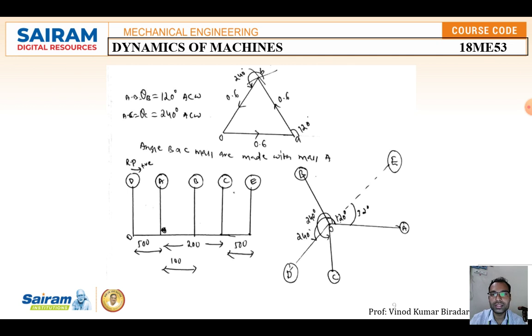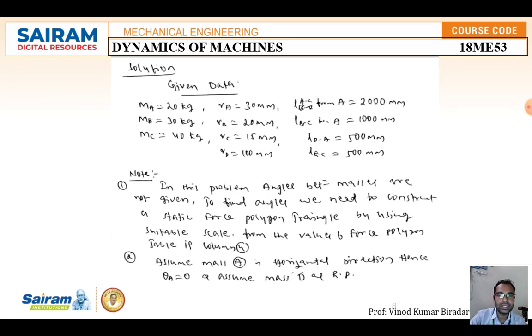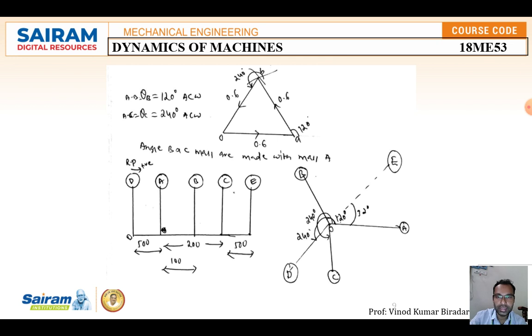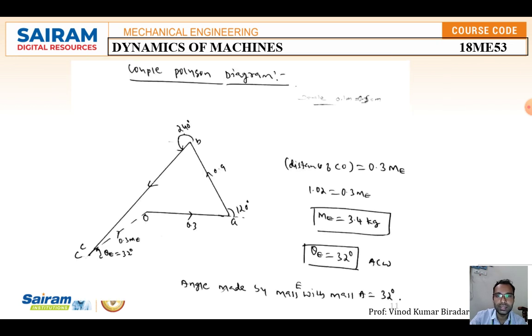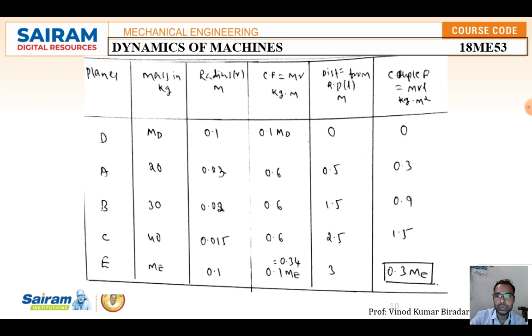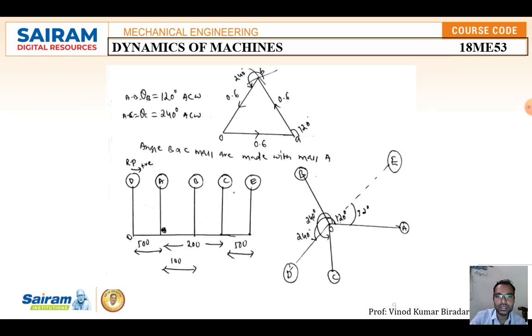So how to calculate this: construct the polygon diagram. 0 to A is given, that is 0.6, the centrifugal force. B is also given 0.6, and C is 0.6. Based on that you need to construct one triangle: 0 to A is 0.6, A to B is 0.6, and B to C is 0.6. The angle is also given: 0 to A horizontal, A to B at 120, B to C at 240, with lengths of 0.6, 0.6, 0.6.